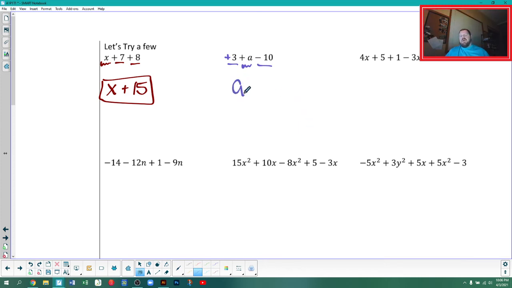So I've got one squiggle underline, and I've got 2 straight underlines. I've got a positive 3 and a negative 10. What do I get when I slam those together? Okay, I get negative 7.